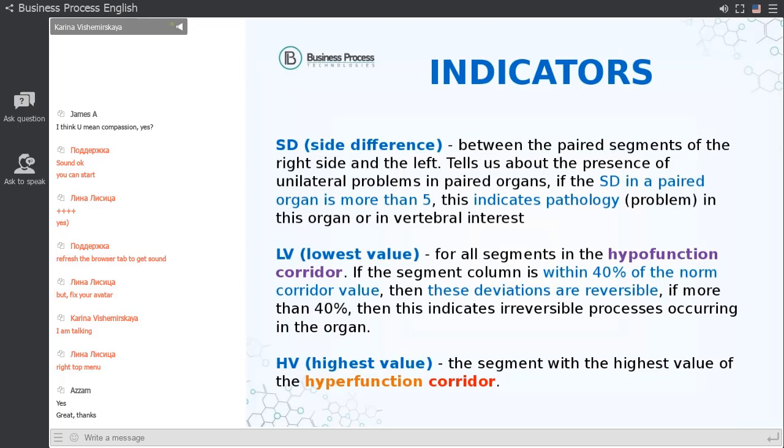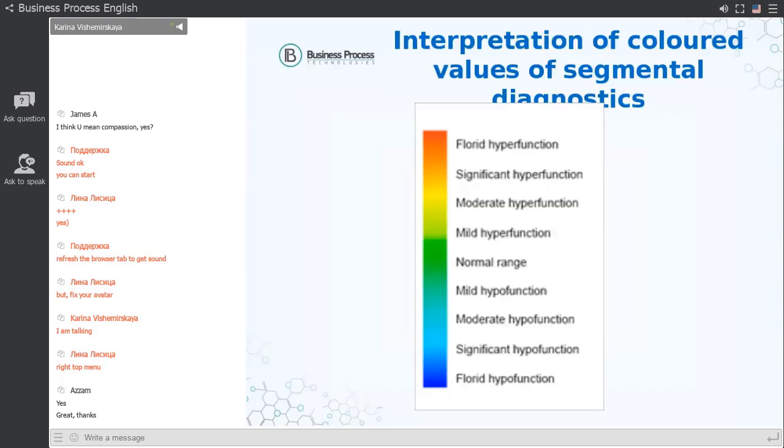It's very easy. If we see a lot of blue colors, a lot of hypofunction, let me show you what is hypofunction. Here on this picture, everything which is down below normal: mild hypofunction, moderate hypofunction, significant, and florid hypofunction.